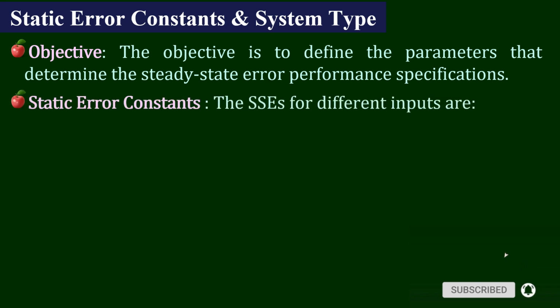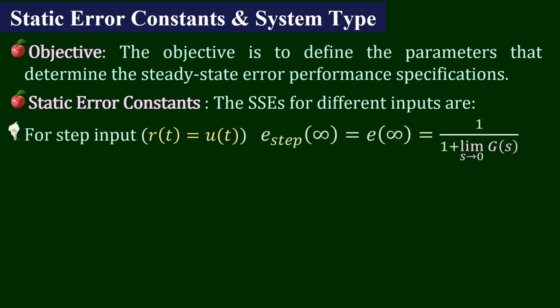So what are those parameters? First are the static error constants. We will be discussing three types of static error constants here. The first one is for the step input. So we say that the step input error can be given by e infinity, which we have studied in the previous lecture. This can determine when the error will be constant.